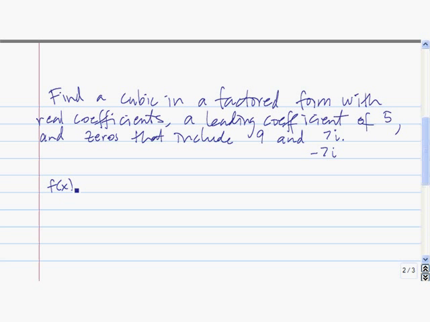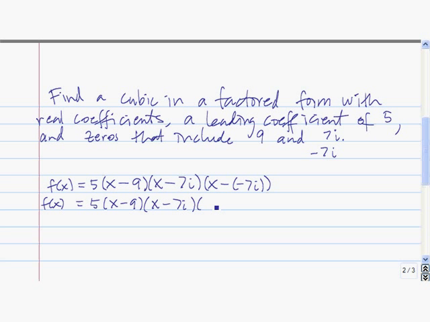So that means that f of x equals the leading coefficient of 5 times x minus the first zero times x minus the second zero times x minus the third zero. And so this is equal to 5 times x minus 9 times x minus 7i times x plus 7i. Real coefficients means that none of these x's are allowed to be multiplied by a number that has i in them.